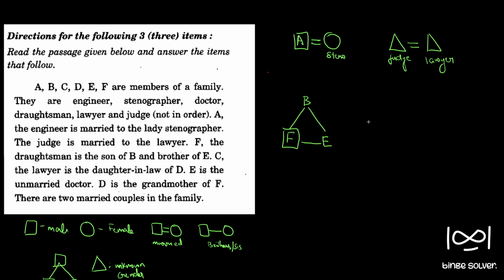And C, the lawyer, is the daughter-in-law of D. So we are given some information here. We have the gender now. C is the lawyer and is the daughter-in-law, so it is a female person, and the judge becomes the male person, married to a female person. C is married to a male person. We don't know who that is, but we are given the information.